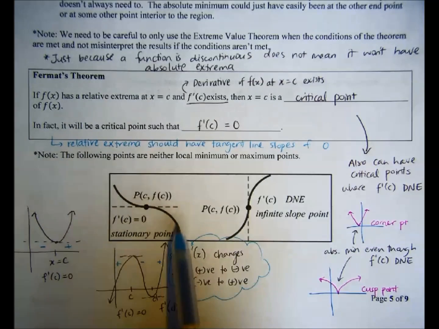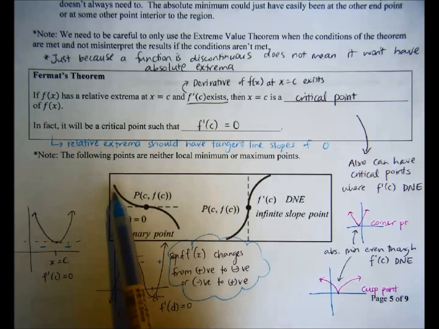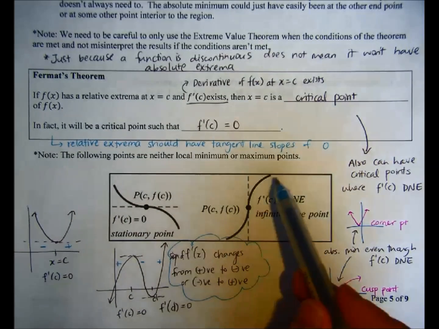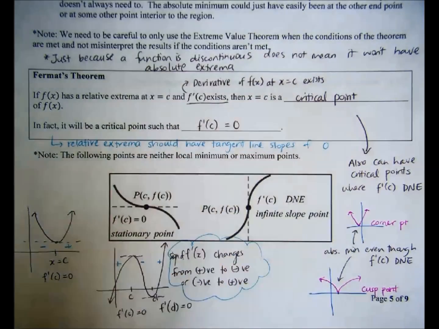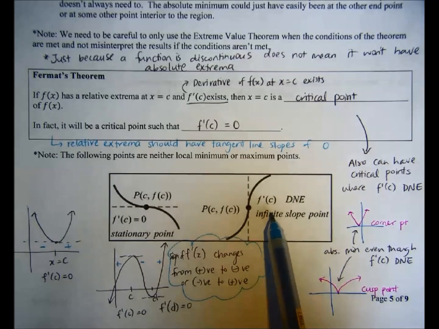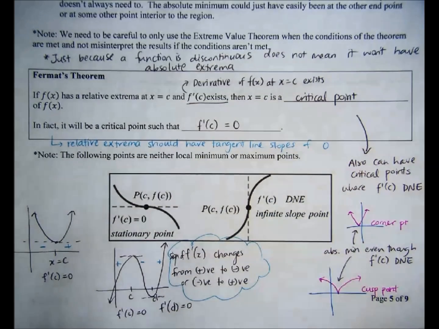Okay, here in this example, the sign never changes. The derivative is always negative. Okay, and same thing with the infinite slope point. The derivative is always positive. That's why these two, even though their f prime of c equals 0 or f prime of c does not exist, they are not considered local extrema points. So let's move on to page 6.